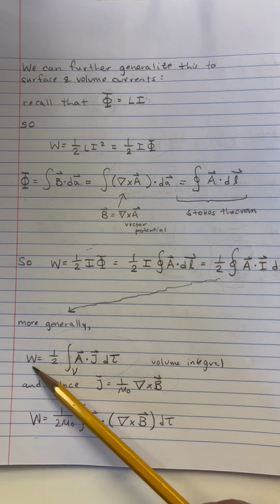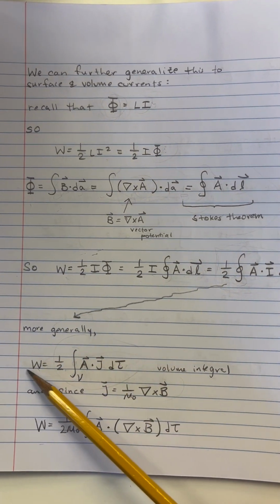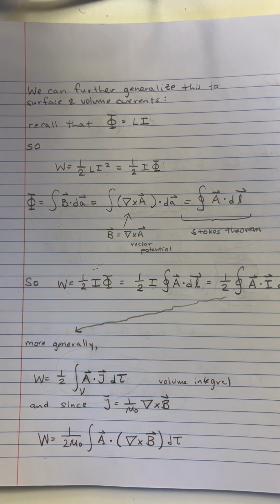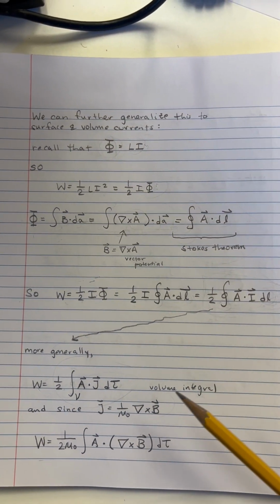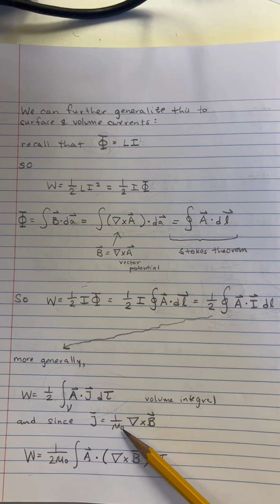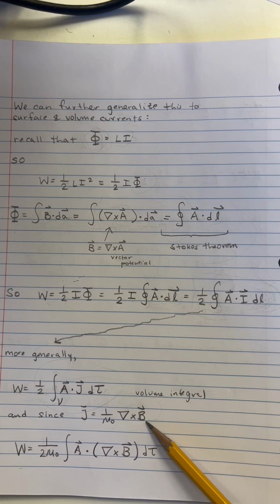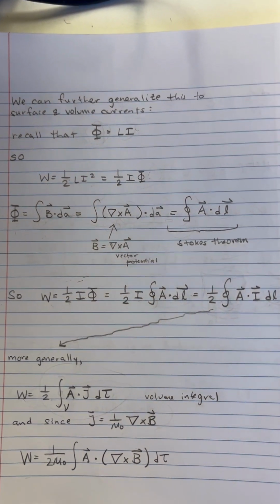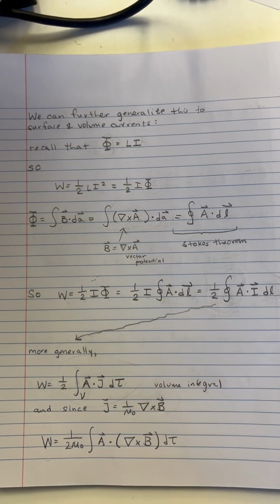And so this is the more general statement of that formula. But we can take this derivation further. First of all, we know that the current density is equal to 1 over mu naught del cross B. And we get that from a slightly different formula, that del cross B equals mu naught J.